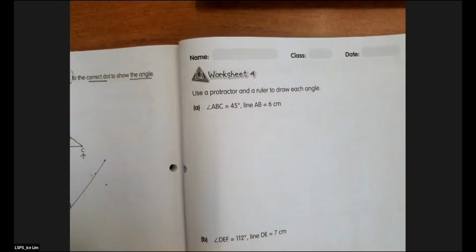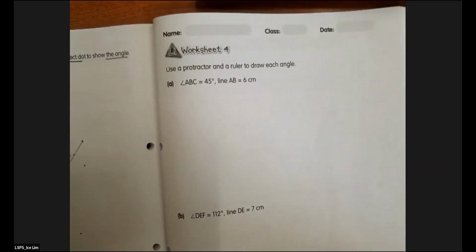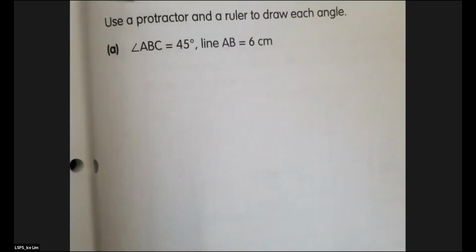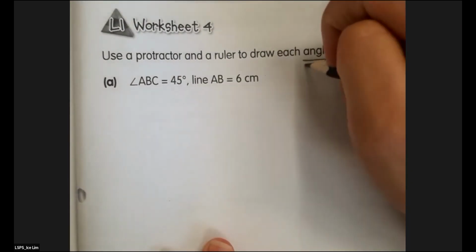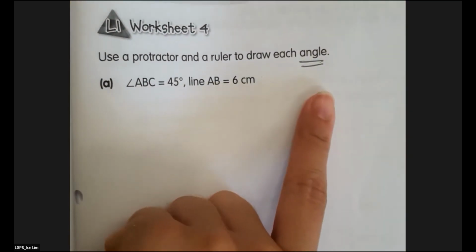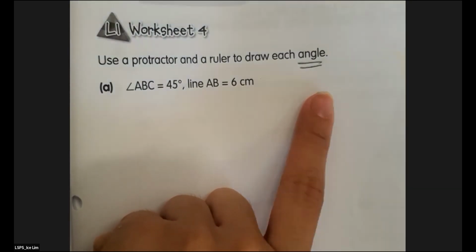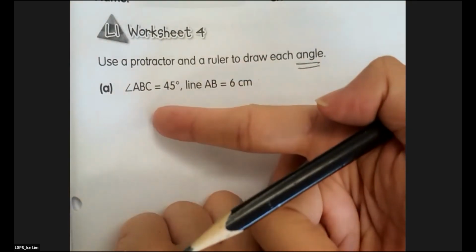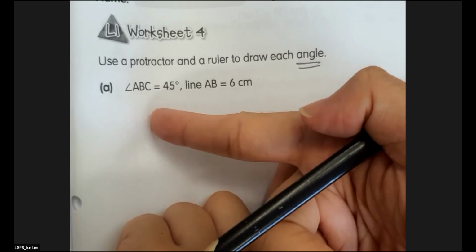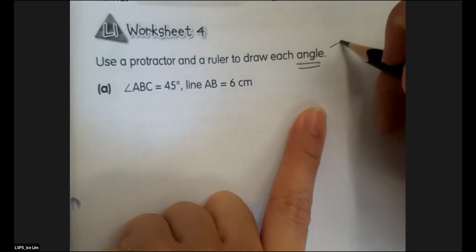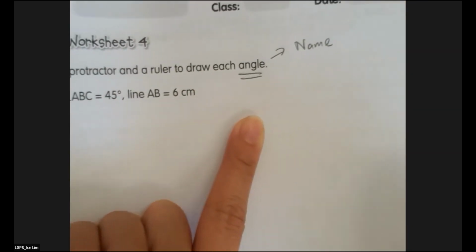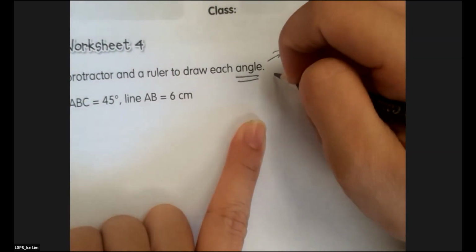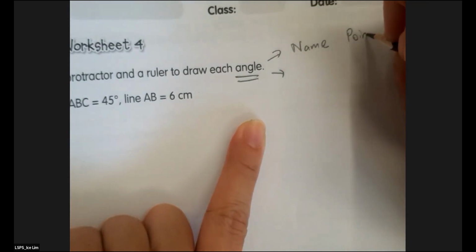Here's the challenge. Now, the challenge requires you to use a protractor to draw an angle. Now, this angle has some missing identity. What is given? You need to look at the information. Okay, the angle we need to name. Name the angle. Name the points of the angle.